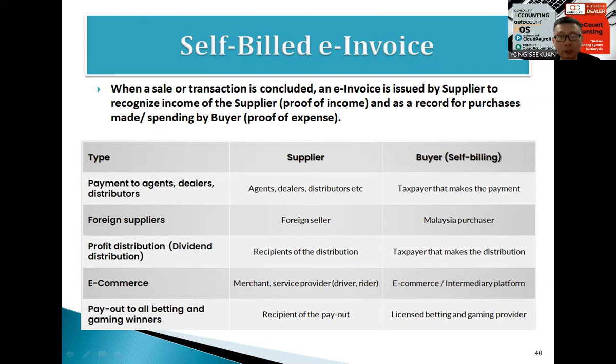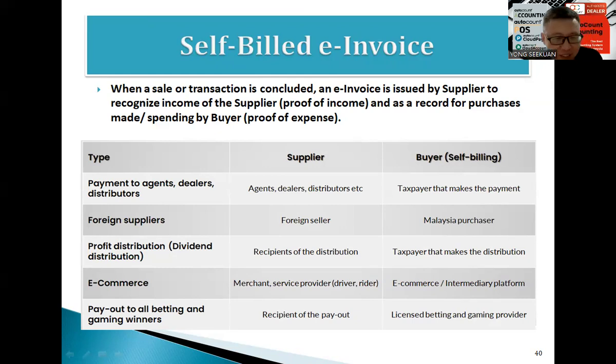I believe you have one question: my staff commission also needs to self-bill? No need. That is employment income. Remember the exempted income expenses? I said employment income needs no invoice, it is exempted. So note, if you issue commission to your staff, you don't need to self-bill; you only need to issue the commission. If it's not your employee, then you need to self-bill.